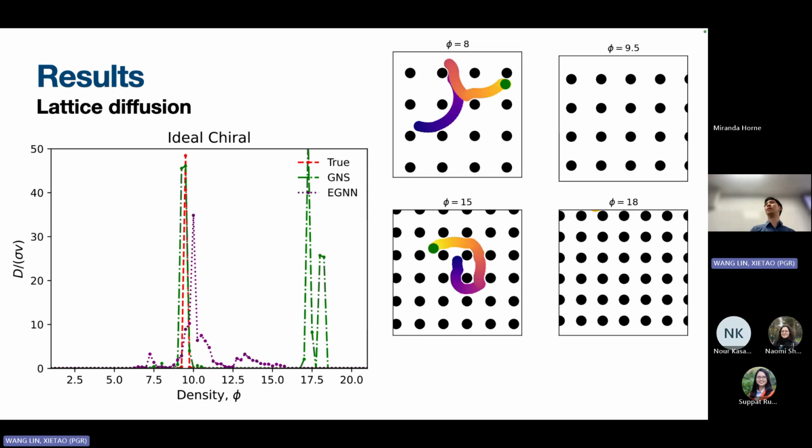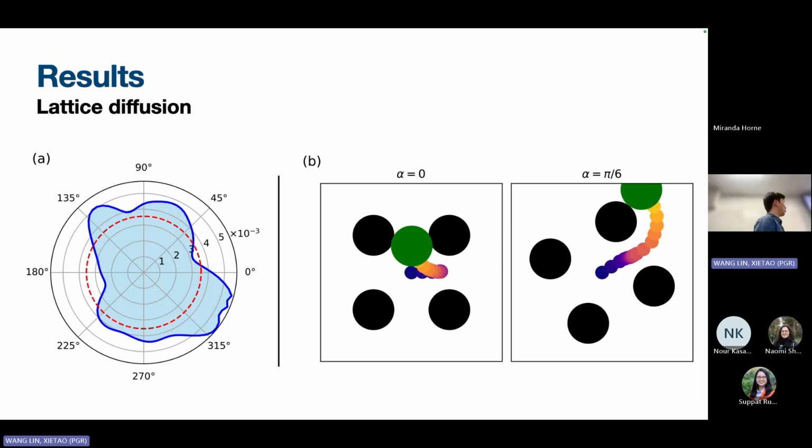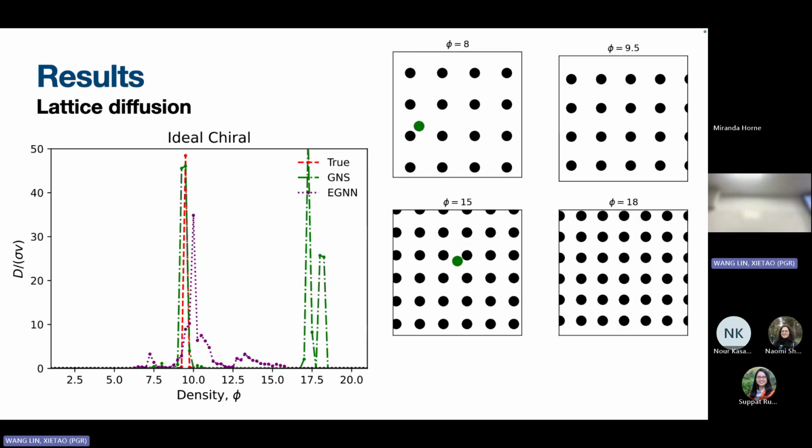What's the difference between GNS and EGNN? I'll explain it now. GNS is the graph neural network we're using so far, which is not rotation invariant. So we tried to fix this by creating a graph neural network that in a way preserves these rotations. And that's the EGNN one. This one doesn't have the peak, which is good.